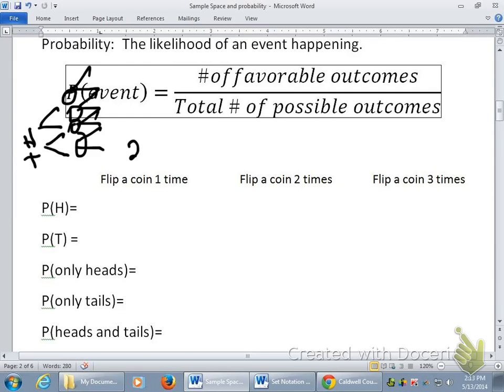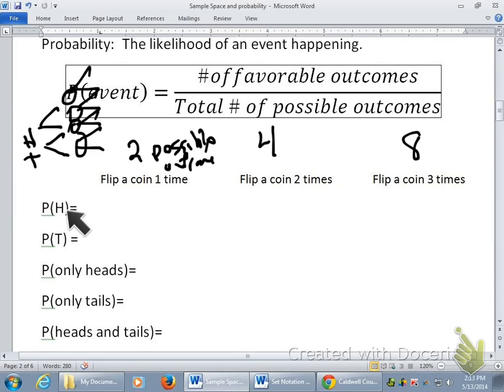So there's 2 possible outcomes here. How many possible outcomes if I flip a coin twice? 4. And you've got that on that tree diagram. And how many possible if I do it 3 times? 8. So these are our possible outcomes. So these are all denominators. All right, now we can look here.